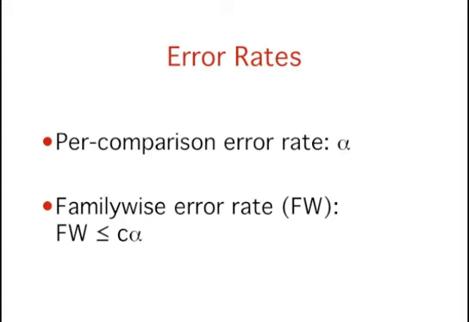Define alpha as the per-comparison error rate and c as the number of comparisons. The inequality shown here always holds true, and the family-wise error rate, or FW, can be approximated as c times alpha. This inequality is called the Bonferroni inequality.